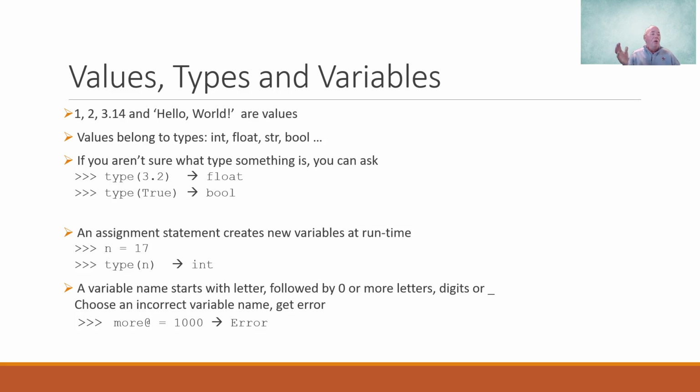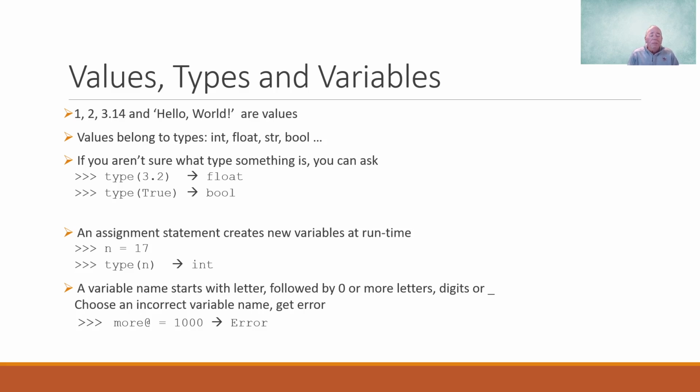Down here we show that if you were to use a variable name called more followed by the @ symbol and assign the number 1,000 to it, it would give you an error. But what error would it give you, and why would it give you an error? What kind of error would it give you? This is where I wish I had the Jeopardy theme going on behind. While you wait. Okay, that's enough.